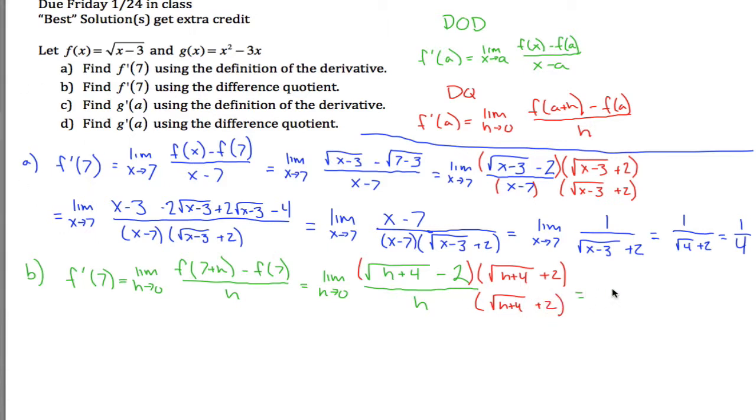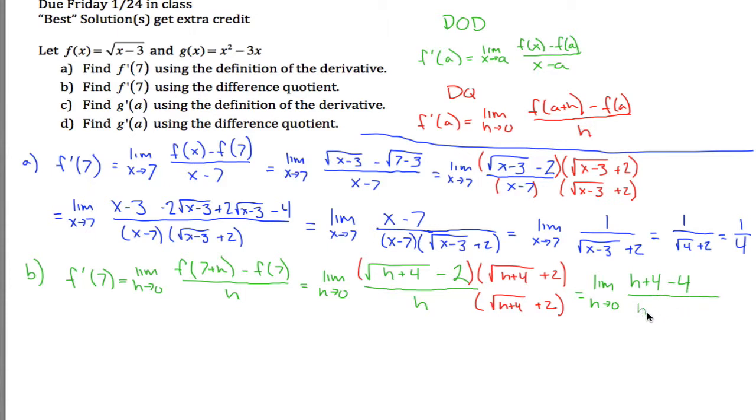And what you'll see is that that was a very good choice, because things are going to cancel out very nicely. If you FOIL this mess all out, root h plus 4 times root h plus 4 is just h plus 4. Root h plus 4 times 2 is 2 root h plus 4. Root h plus 4 times negative 2 is negative 2 root h plus 4. Those cancel out. And then I got negative 2 times positive 2 is negative 4. What I'm left with on the top is h plus 4 minus 4.